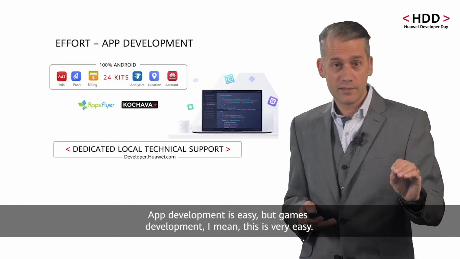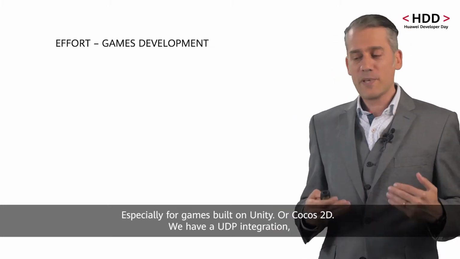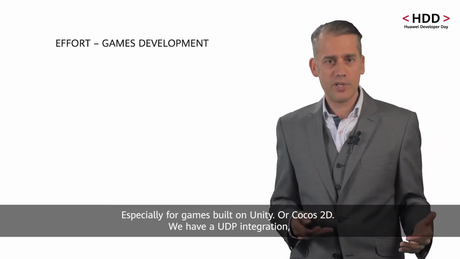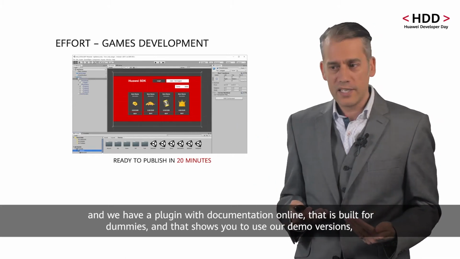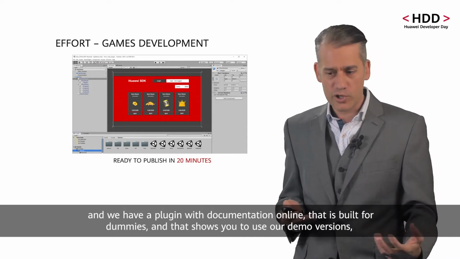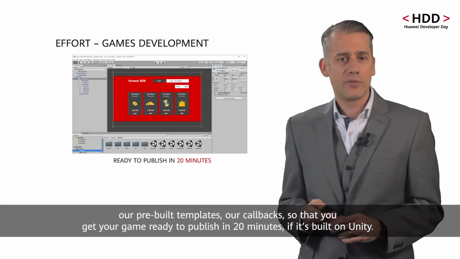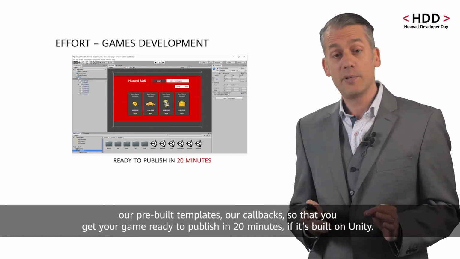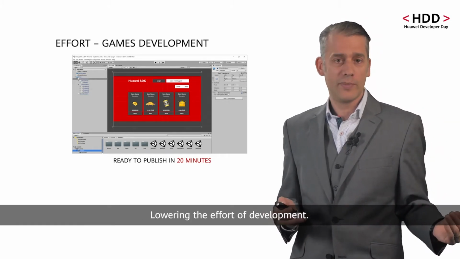App development is easy, but games development is ultra easy, especially for games built on Unity or Cocos. We have a UDP integration, and we have a plugin with online documentation built for dummies that allows you to use our demo versions, our pre-built templates, our callbacks, so that you get your game ready to publish in 20 minutes if it's built on Unity. Lowering the effort of development.